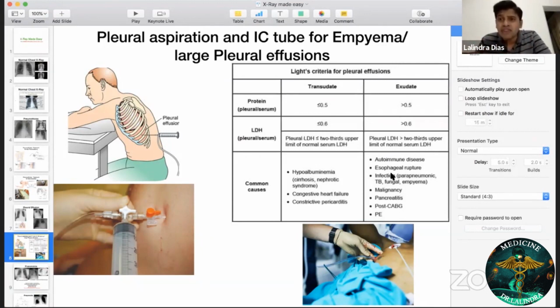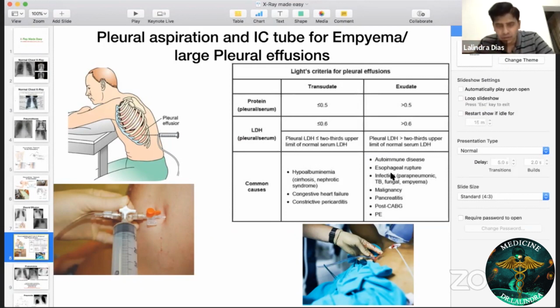What are the examples? Heart failure, congestive cardiac failure. Number 2, cirrhosis. In cirrhosis, you get pleural effusions. Nephrotic syndrome, you get pleural effusions. Kidney failure, chronic renal failure, you get pleural effusions. Then hypothyroidism, you get pleural effusions. Also ovarian tumors can cause right-sided pleural effusion, and that's called Meigs syndrome. So these are causes of exudates and transudates.